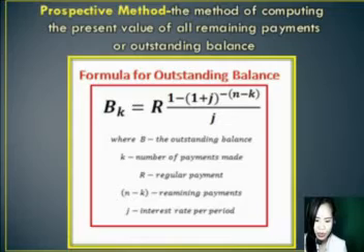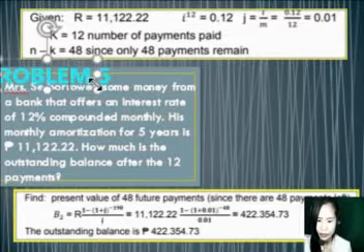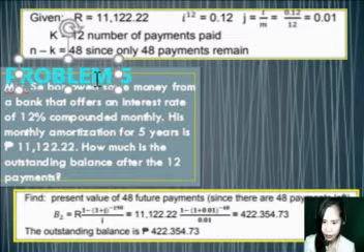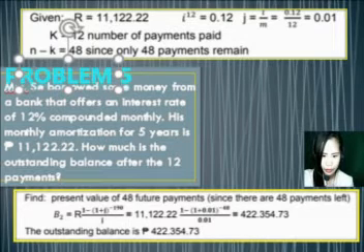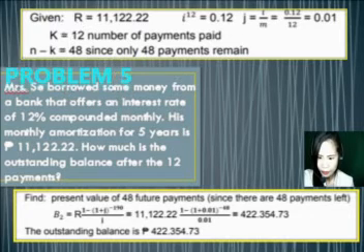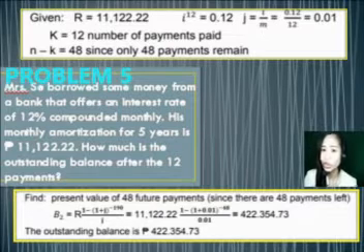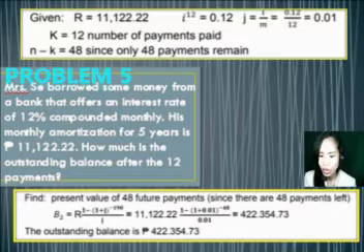So let's have a problem here. Mr. Se borrowed some money from a bank that offers an interest rate of 12% compounded monthly. His monthly amortization for 5 years is 11,122 pesos and 22 centavos. How much is the outstanding balance after the 12 payments?